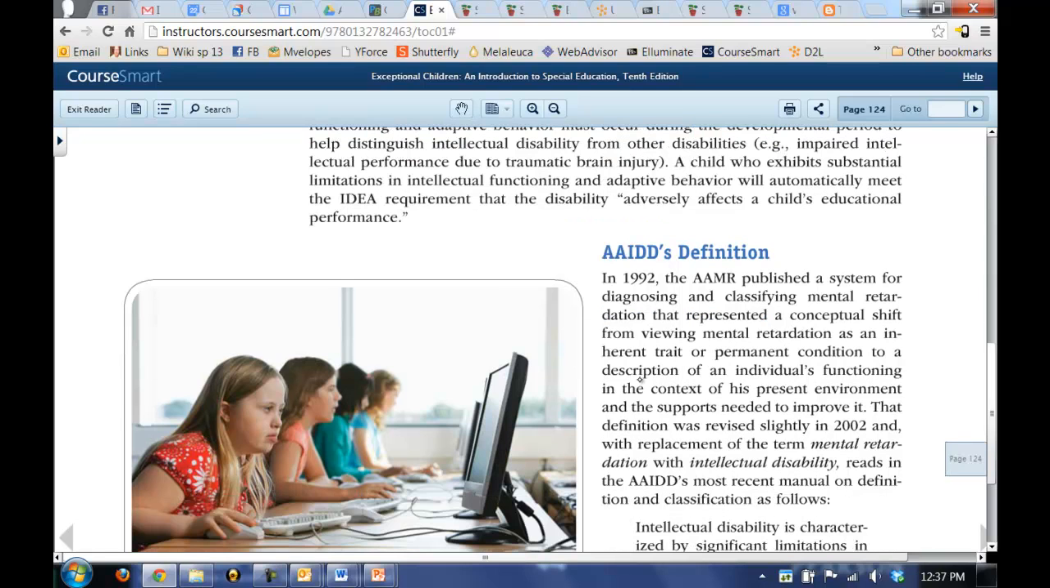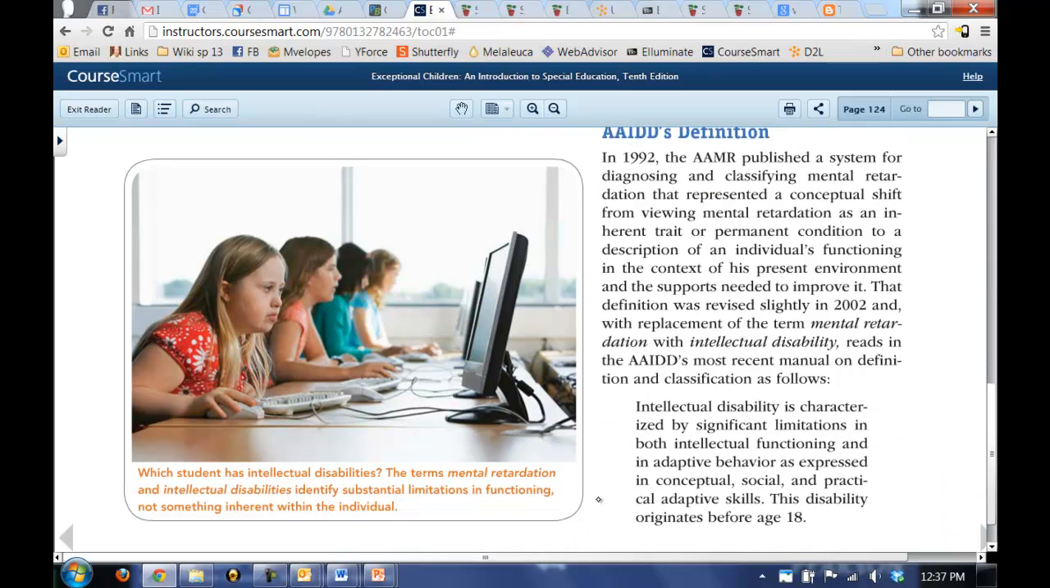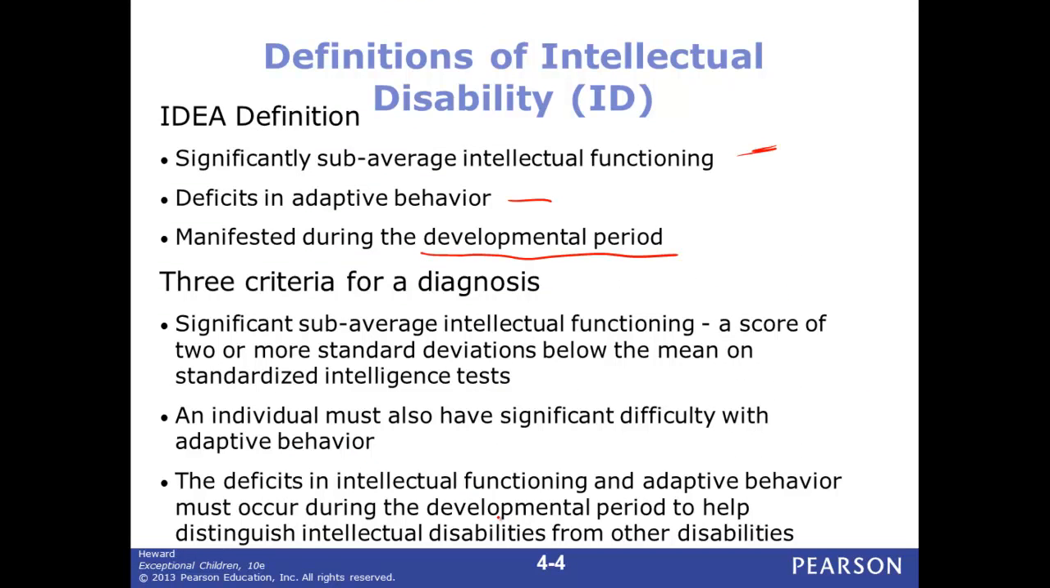Then they talk about this American Association of Individuals with intellectual and developmental disabilities. Right, and there's a little bit different. Let's go back to that. Here's that significant sub-average functioning, significant difficulty with adaptive behavior, and deficits in intellectual functioning and adaptive behavior must occur during that developmental period. Right.